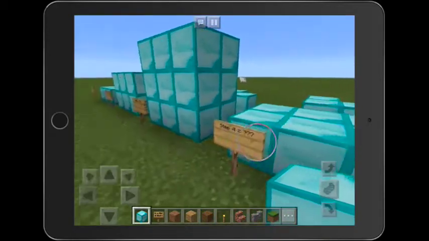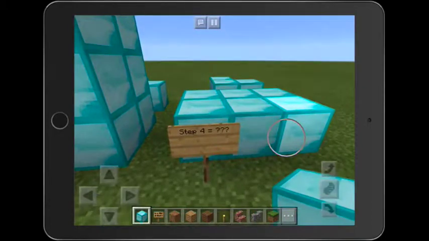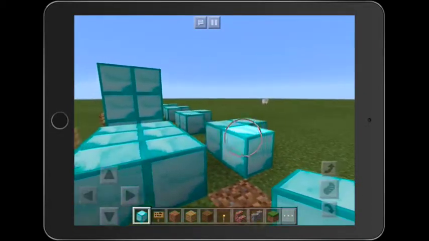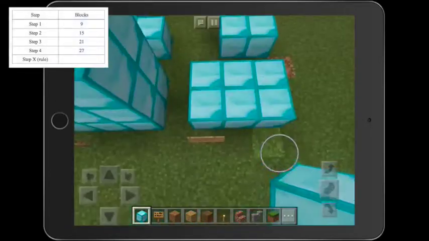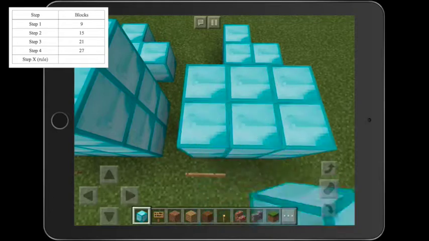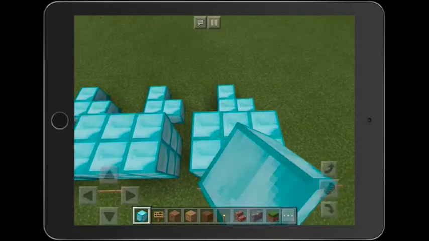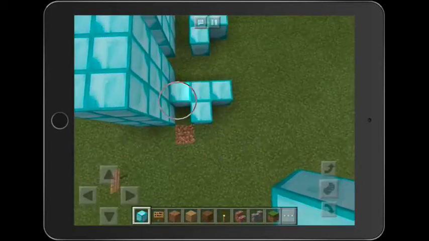I'm going to make it 4 tall because this is the fourth step. So that's going to be 6 times 4. 6 times 4 is 24, plus those 3 more in the back. So it's going to be a total of 27 diamond blocks, if I don't mess up like I just did and add an extra one, which I will now take away.